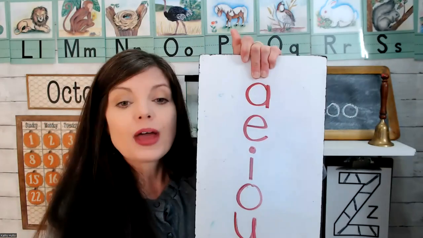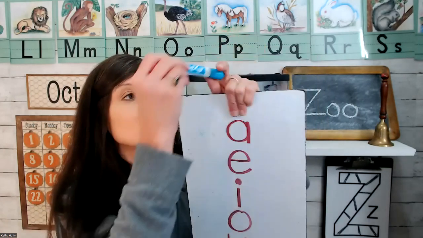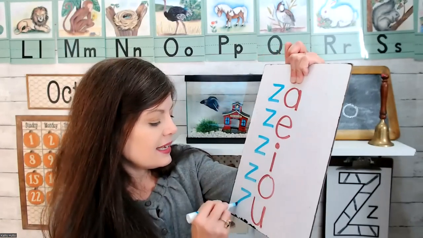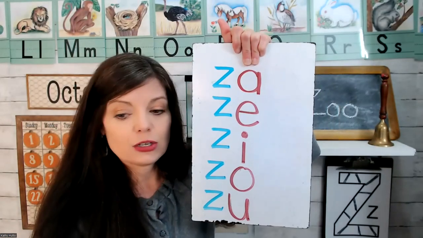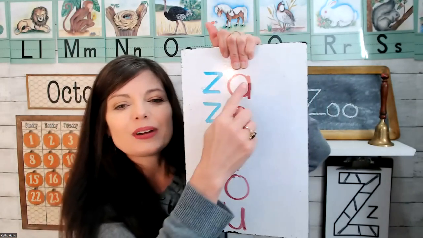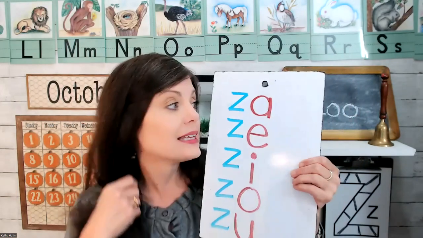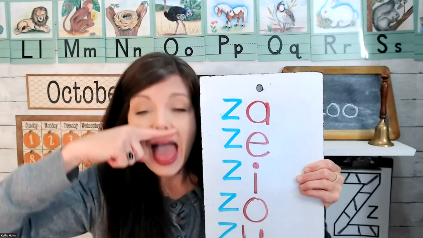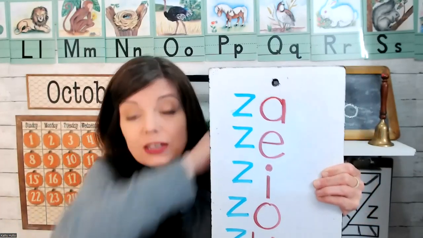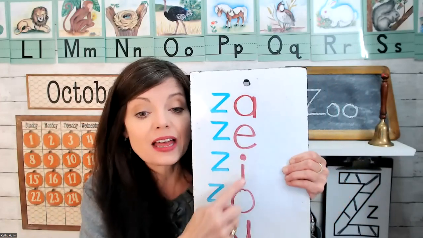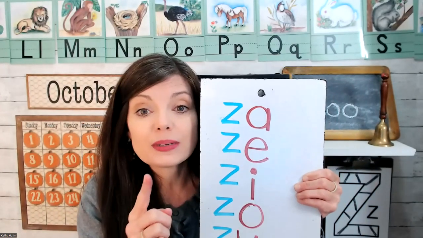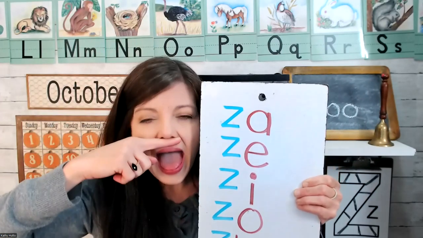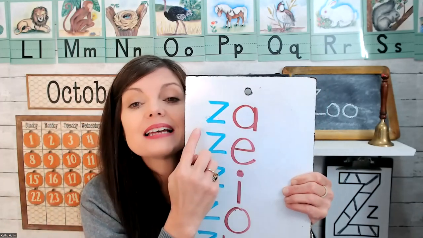Let's put our vowels down. A, E, I, O, U. A, E, I, O, U. These are the vowels. All right, and we're going to put these sounds together. That's what blending is. Z says z, and A says ah, as in achoo. And you can watch the Vowel People video in another video and remember all those vowel sounds if you need help with those. Z says z, and A says ah, z, ah, za.